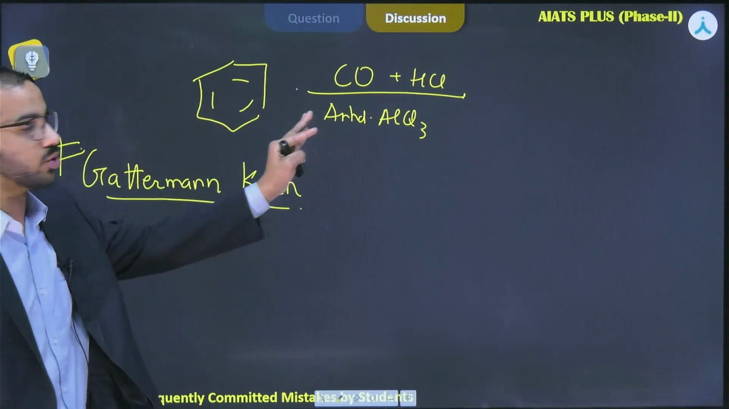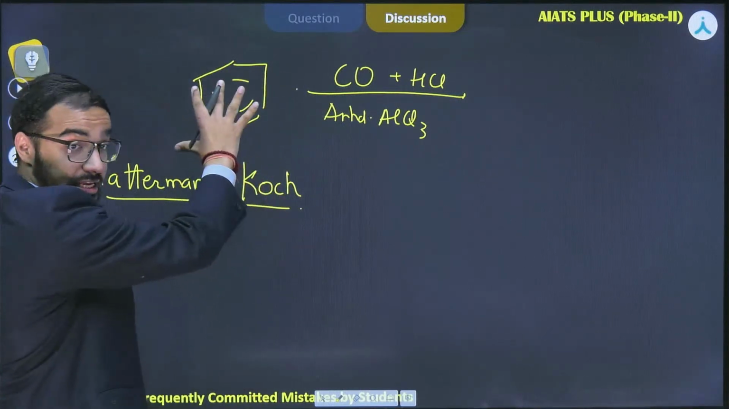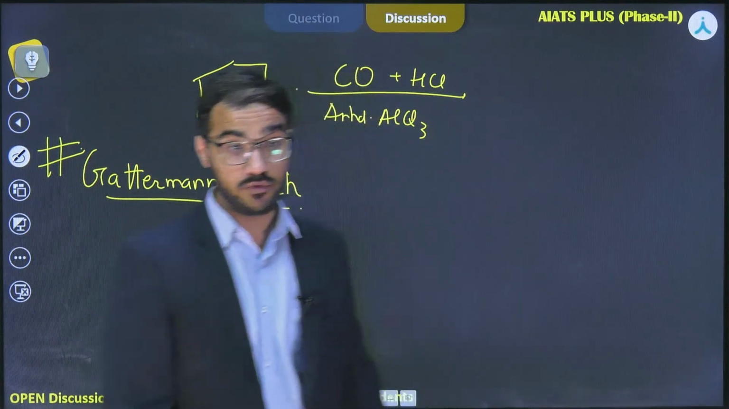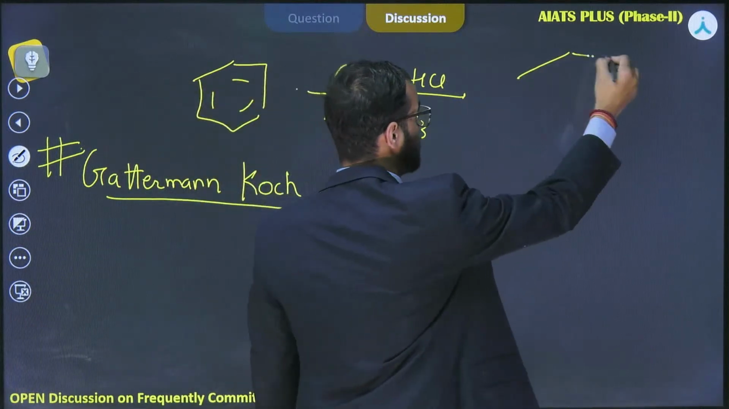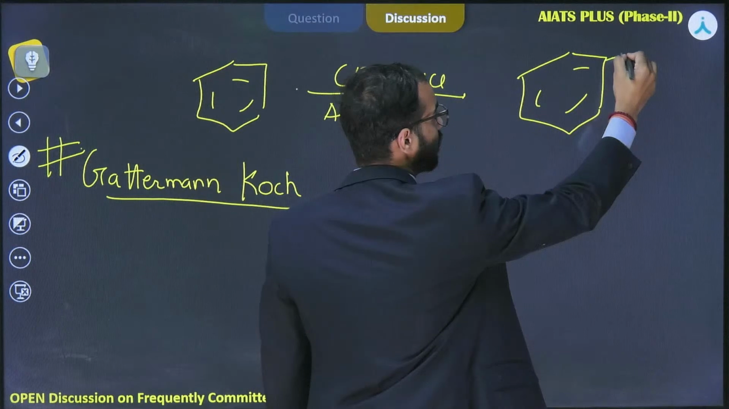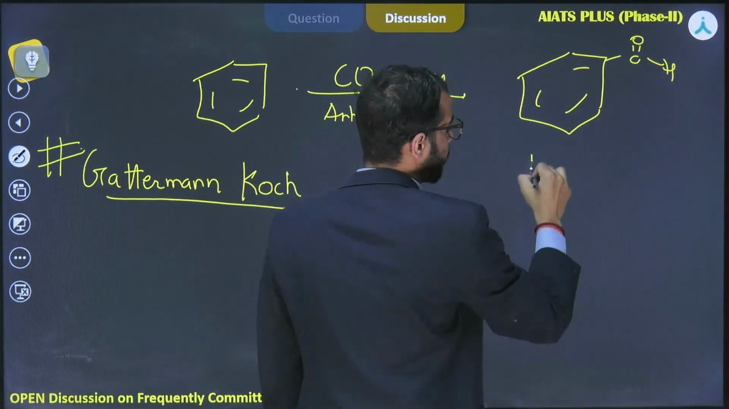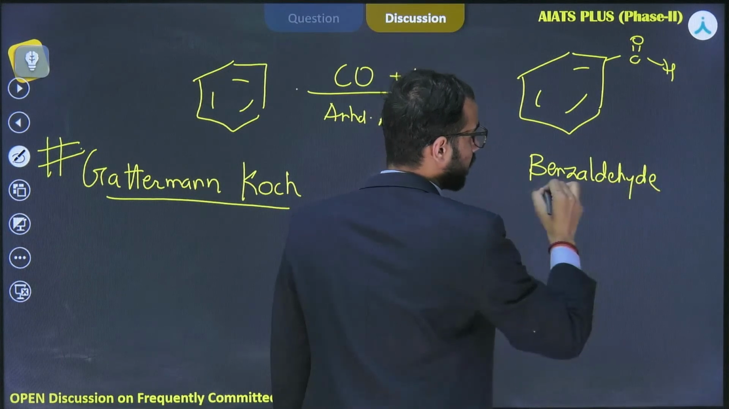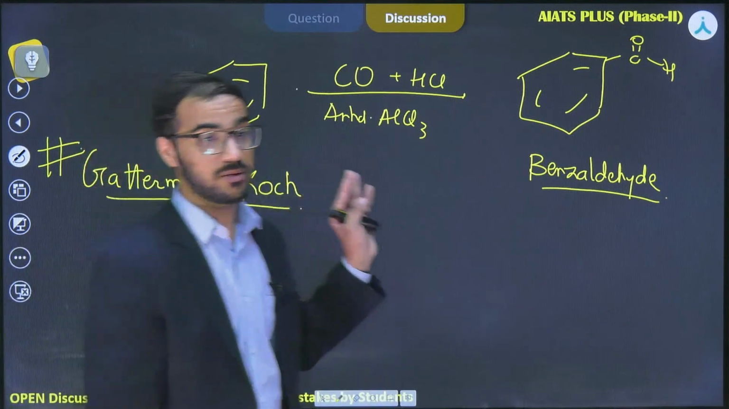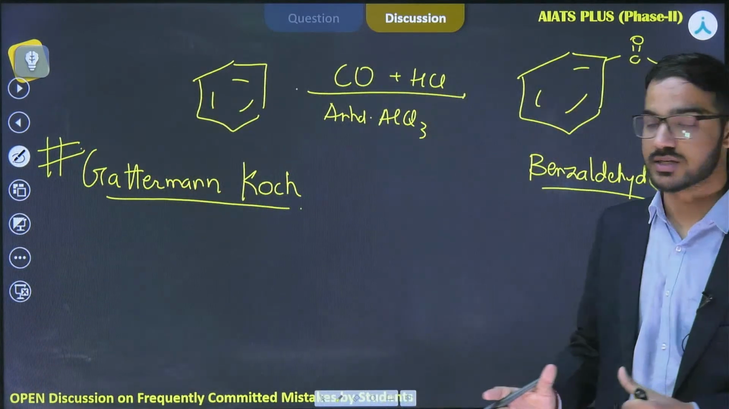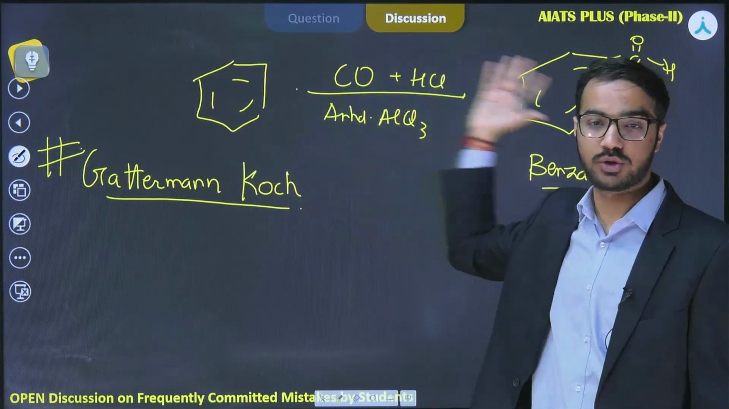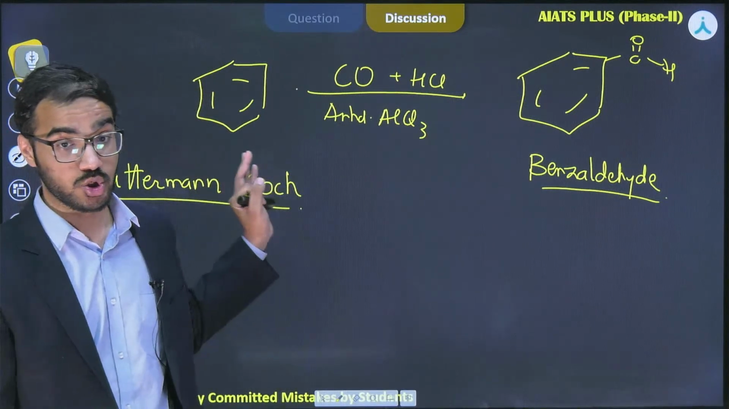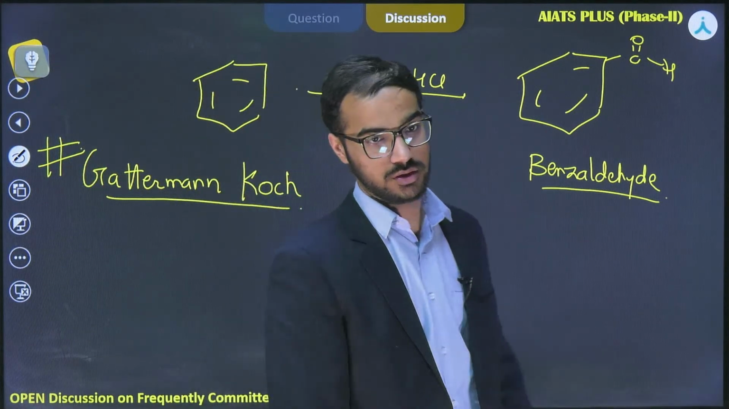So in this question, you will be reacting the benzene with CO, carbon monoxide, in the presence of a base. You will be getting a product called benzaldehyde. The name of the reaction is very important. NEET will directly give you this reaction and ask about the name of this reaction. So it must be very clear that this reaction is the Gattermann-Koch reaction.